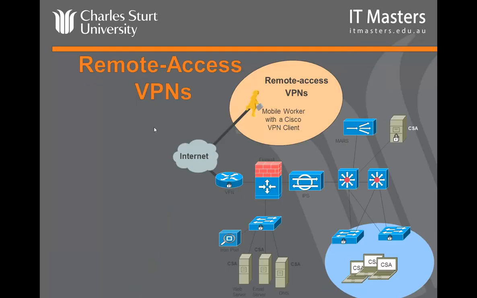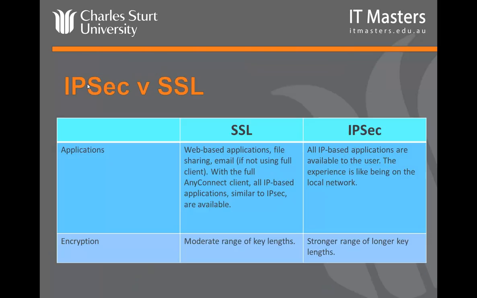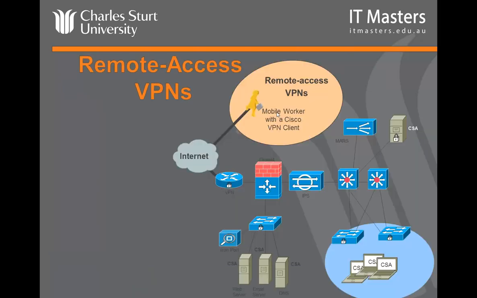So remote access VPNs are a little bit different, in that the remote worker will have to either use an SSL, that's a web browser, SSL VPN. AnyConnect is actually completely transparent to the user, and we'll talk a bit about that later on, but it's more like the site-to-site VPN in that the end user won't even have to do anything. It'll automatically connect them to their remote office once they have an internet connection, but we'll talk about that later in detail.